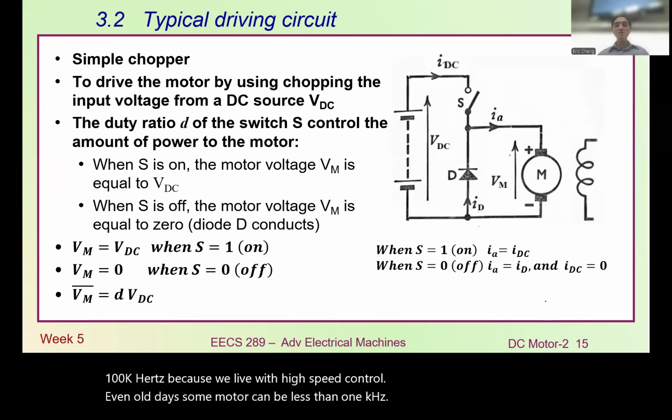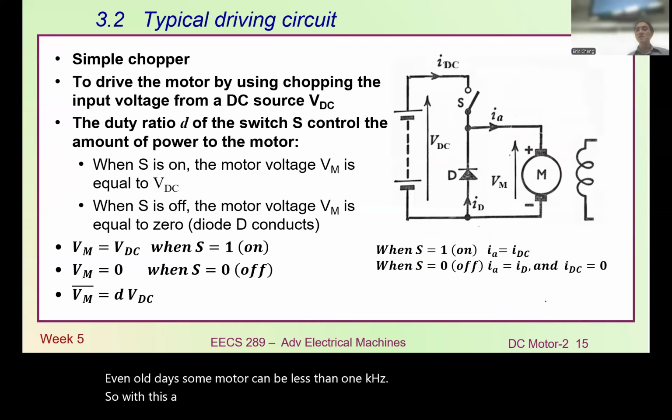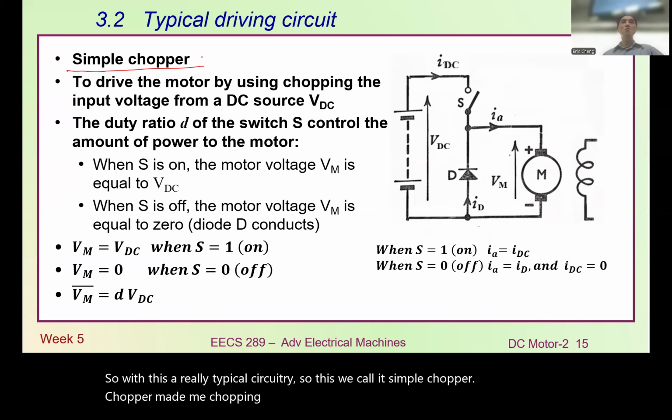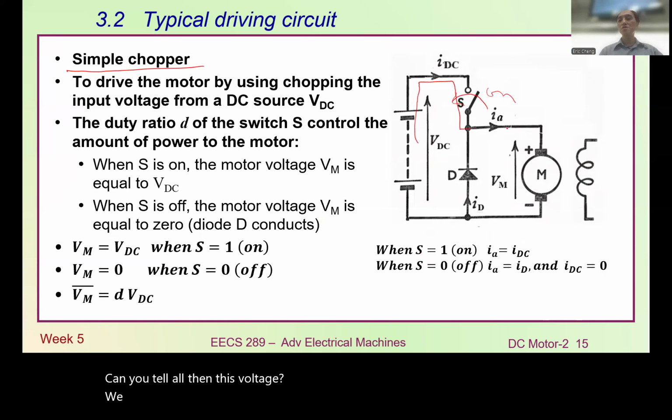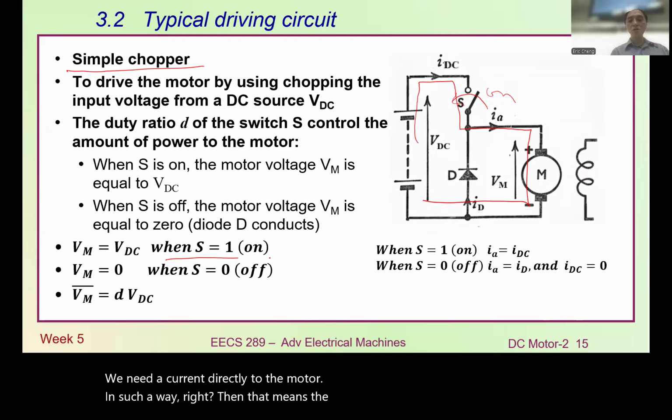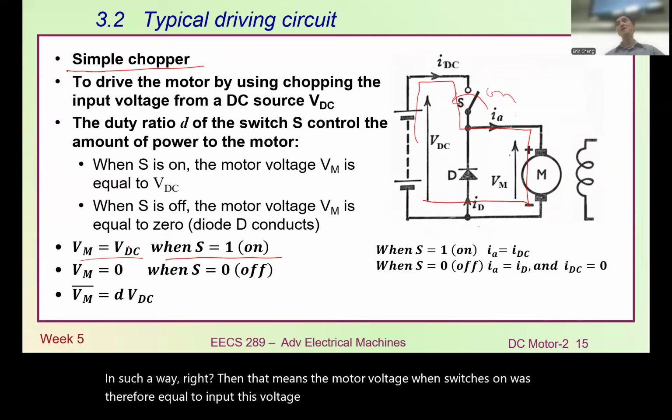Anyway, so that's a really typical circuitry. We call it a simple chopper. Chopper means we chop the waveform on and off to provide the power. So when this switch is turned on, this voltage will deliver the current directly to the motor in such a way, right? Then that means the motor voltage, when the switch is on, will therefore equal the input DC voltage, VM. Obviously, that will be the case.